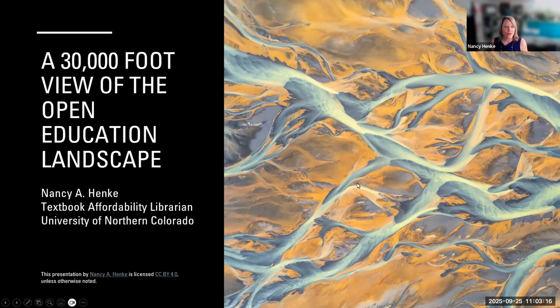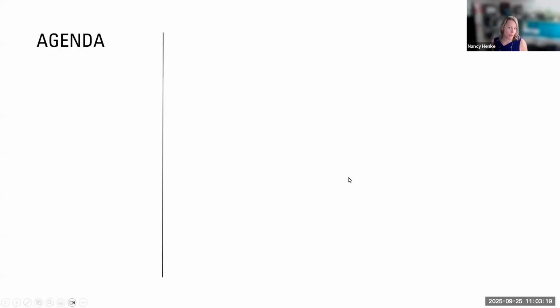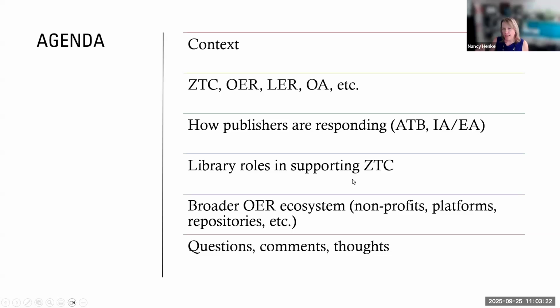I'm going to go ahead and start with just talking a bit about what I'm going to be talking about today. I'm going to start with a tiny bit of context, basically why I am approaching today's presentation the way I am. Then I'm going to jump into the beginning of the alphabet soup that comes along with this work. So ZTC, OER, LER, OA. Some of these initials, what they mean, how they relate to one another. And then I'm going to talk about a few more letters, ATB, IAEA, which is how publishers are responding with automatic textbook billing programs. Then I will talk about library roles in supporting zero textbook cost initiatives.